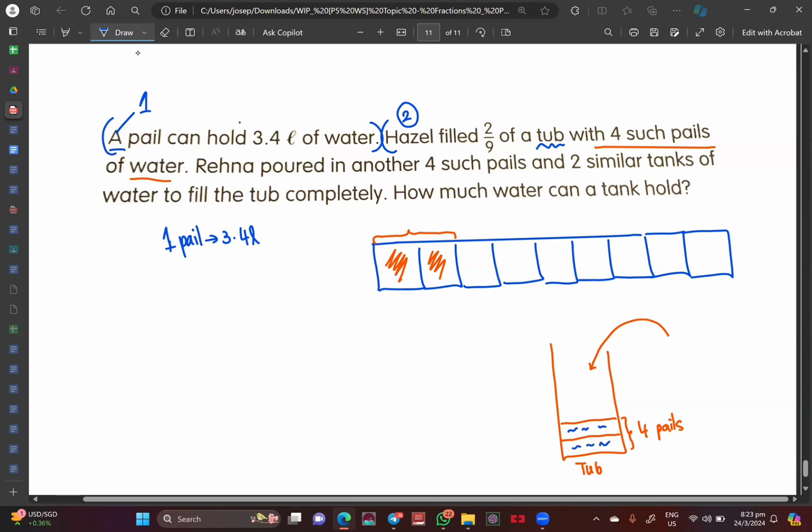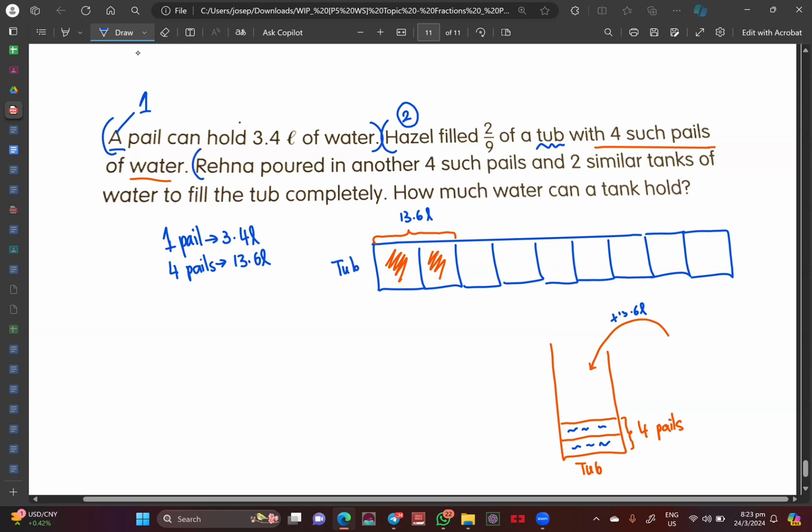And we learned that 1 pail is actually 3.4. So in order for us to find 4 pails, we will just have to do 3.4 times 4. And we can see that 13.6 liters of water is poured into this tub. And when I pour that 13.6 liters of water, I can only fill 2/9 of the tub. Okay, so this is for the tub.